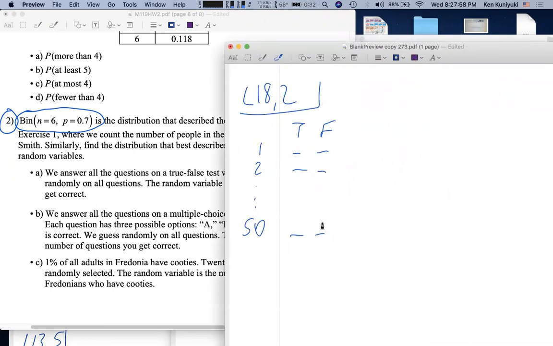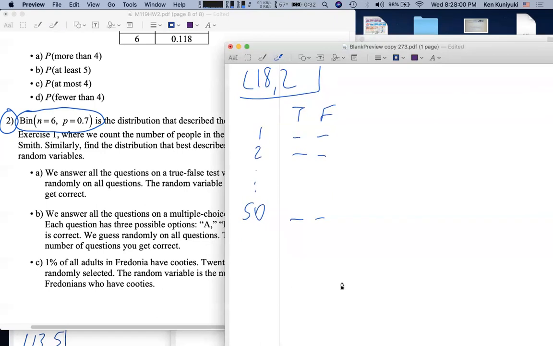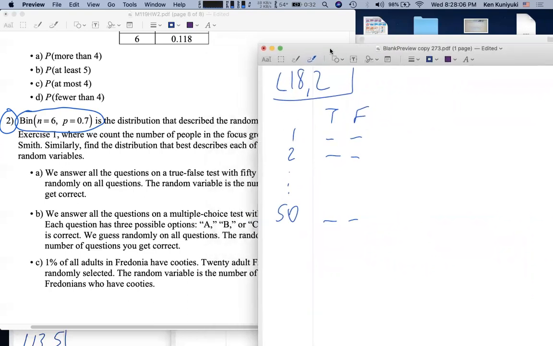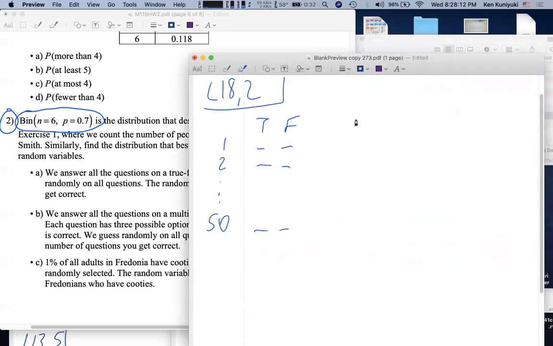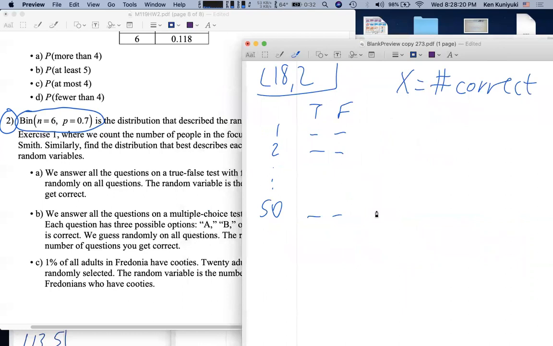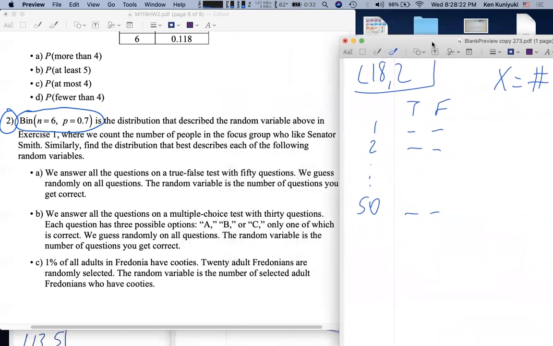Imagine that this is a test in quantum physics. So unless you're a quantum physics major, assume this is a test on something that you know nothing about, except maybe E equals mc squared, right? We guess randomly on all the questions. The random variable, let's say X, is the number of questions out of the 50 you get correct.